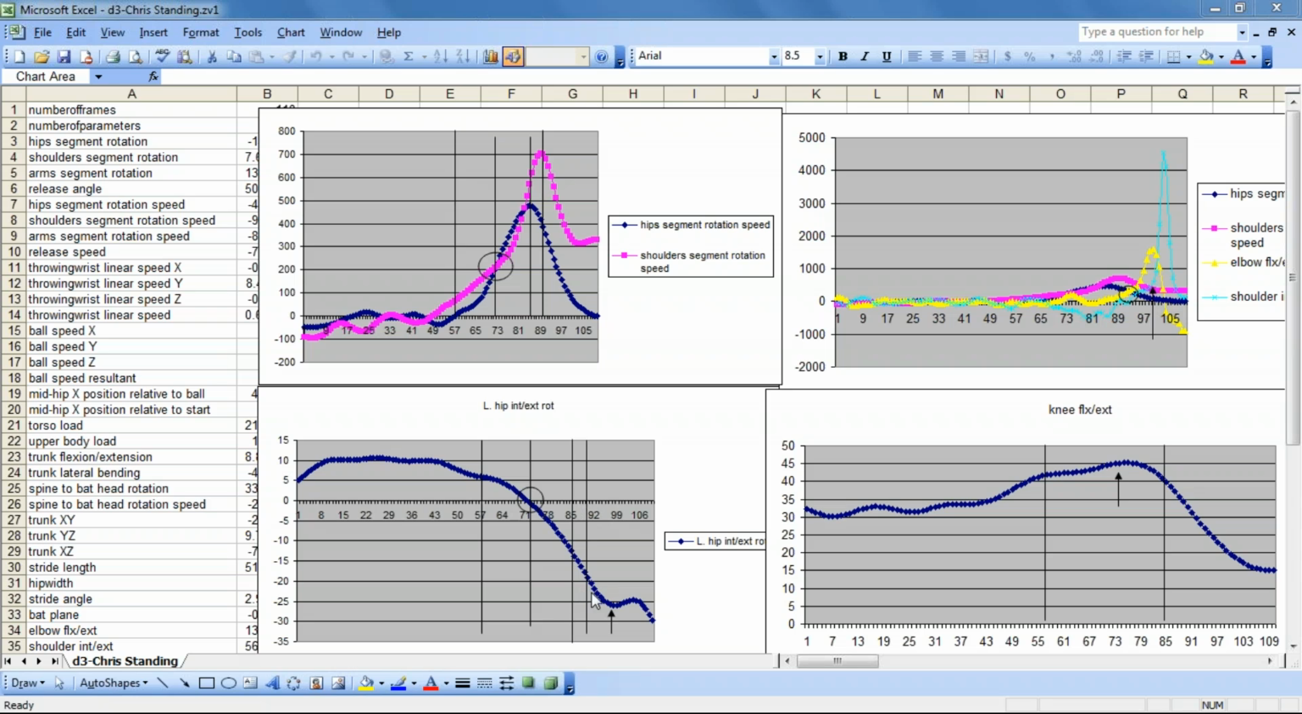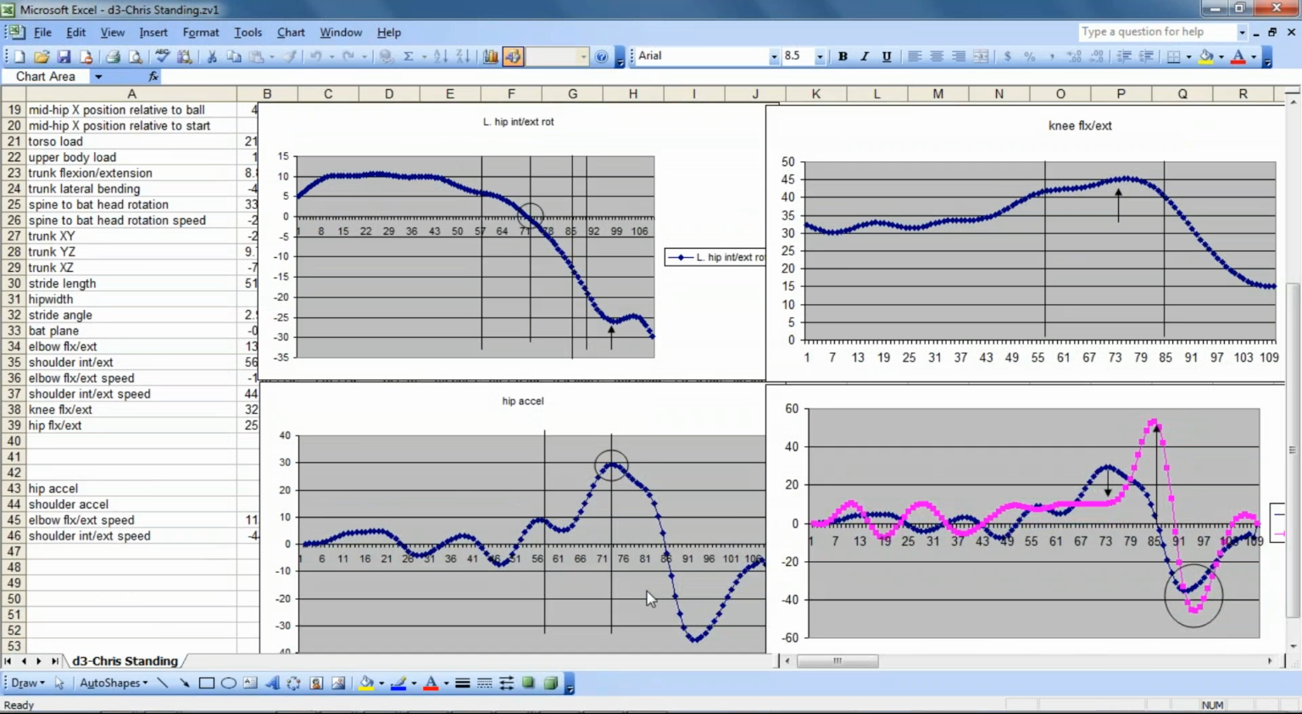peaking torso here at about 90, 91. You'll see you're still internally rotating. So you'll see that that internal rotation occurs all the way here to frame roughly 99. So let's take a look at what that means.